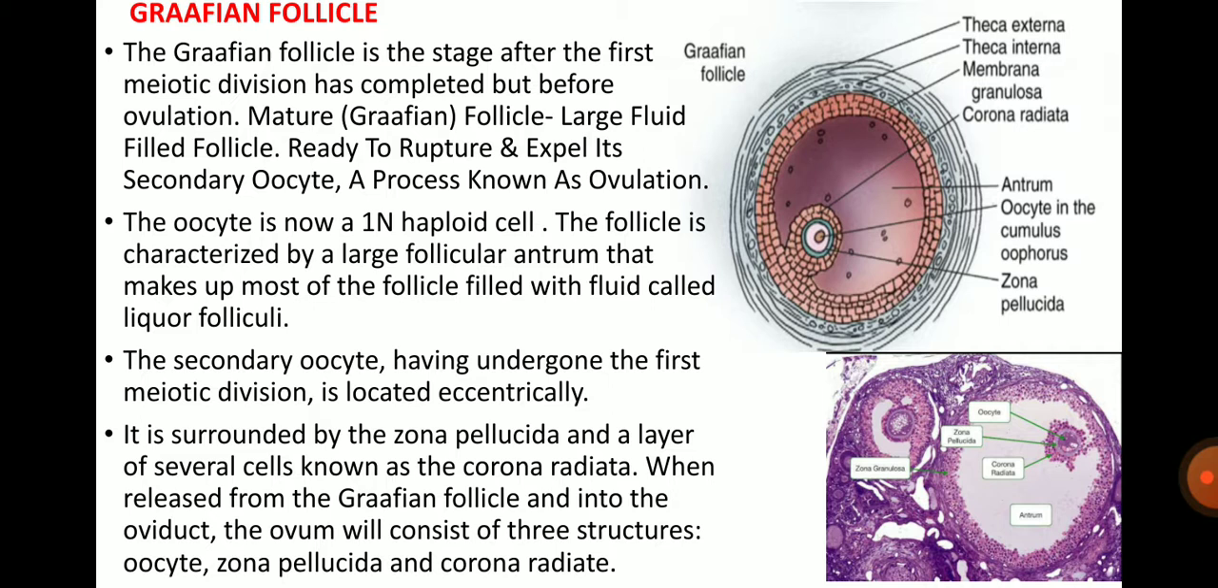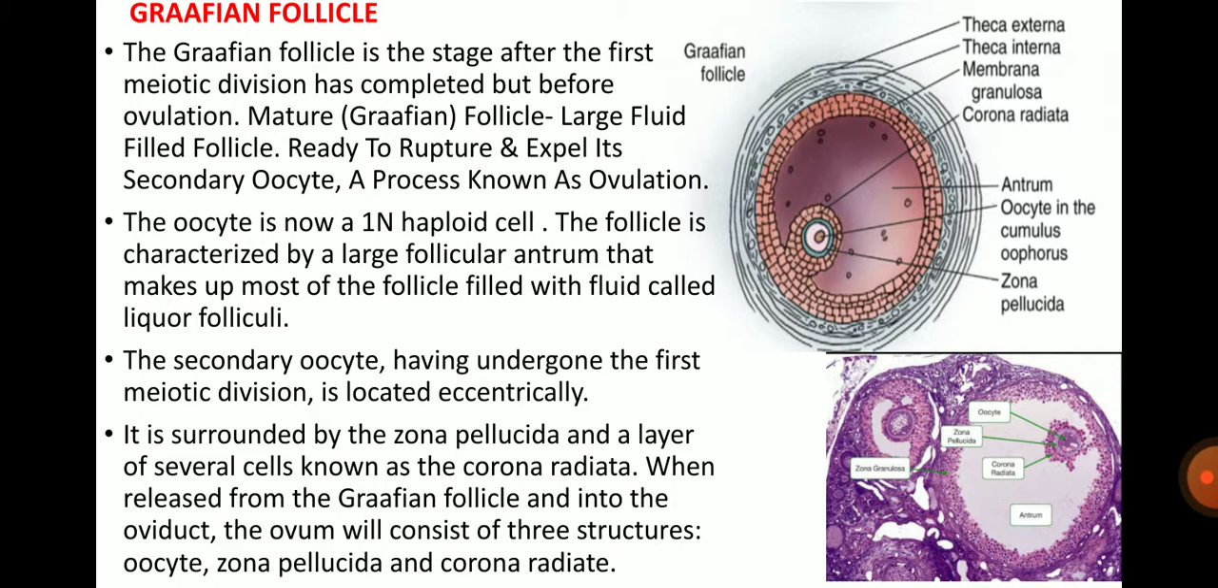Ovulation is nothing but the process of expulsion of ova from the ovary. And the oocyte now is a haploid cell. It's haploid, it means it has got haploid number of chromosomes. And the follicle is characterized by a large follicular antrum that makes up most of the follicle filled with fluid called liquor folliculi. The secondary oocyte, having undergone the first meiotic division, is located eccentrically, that is little away from the center.